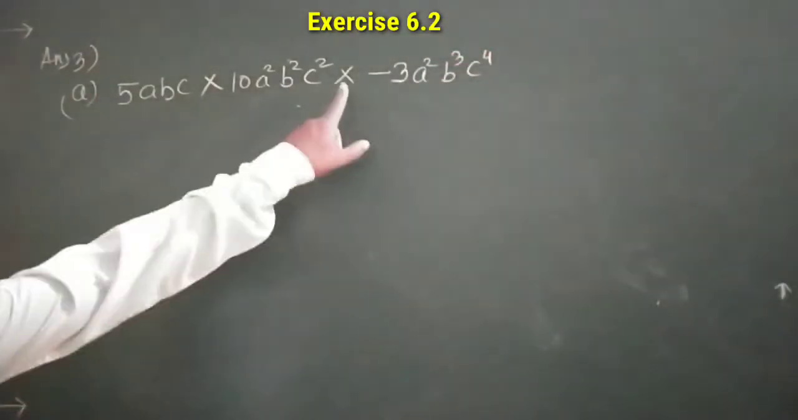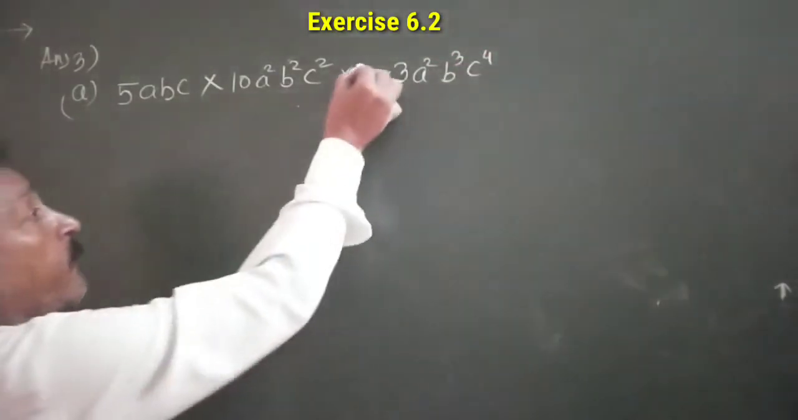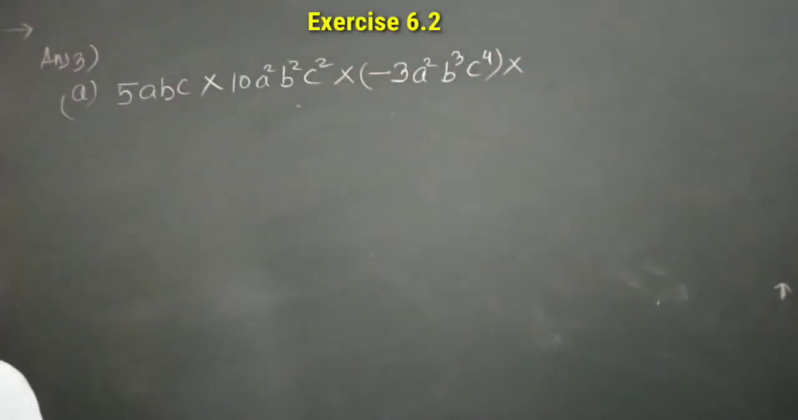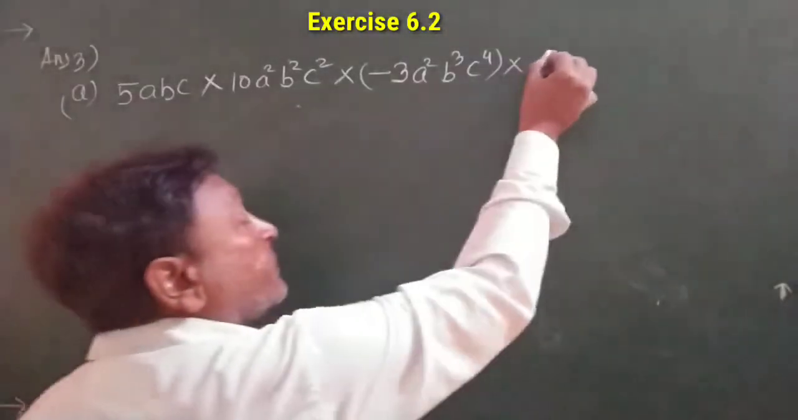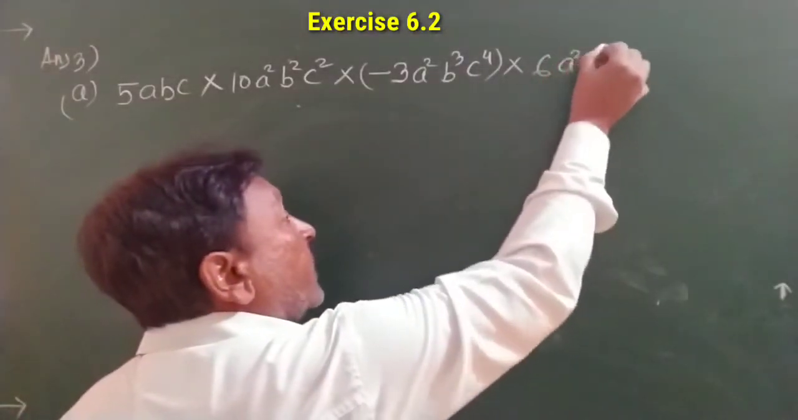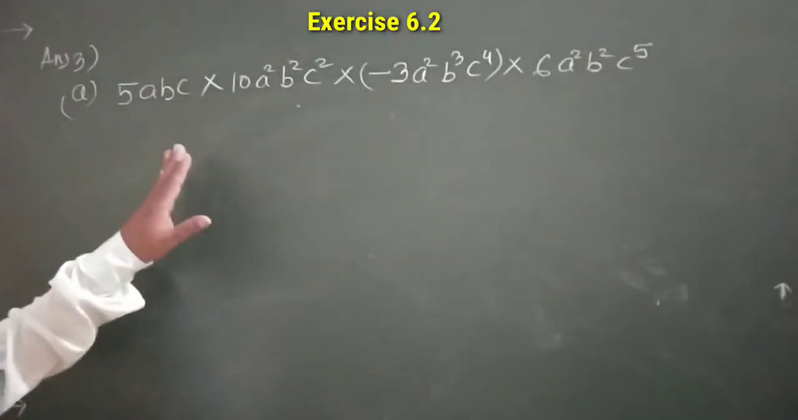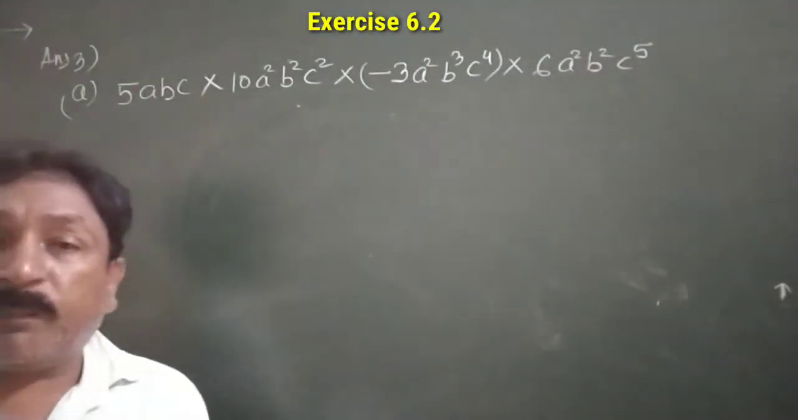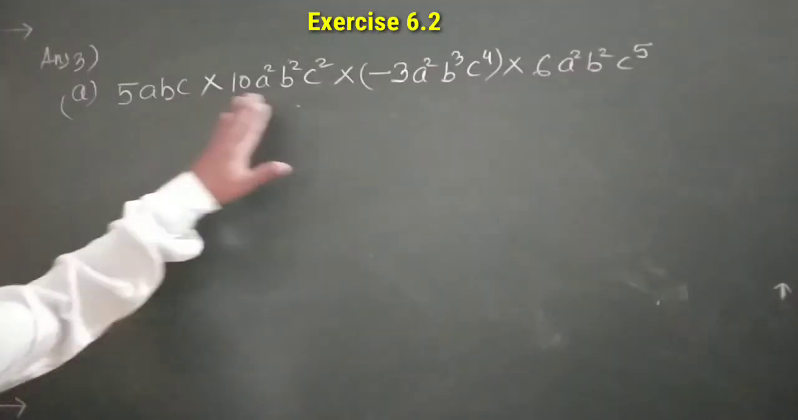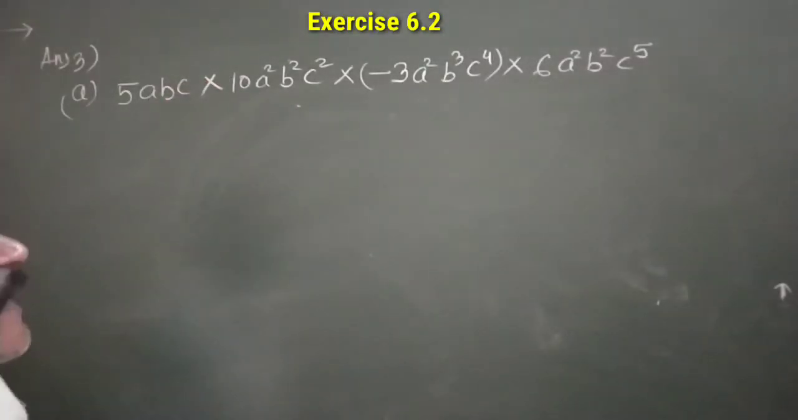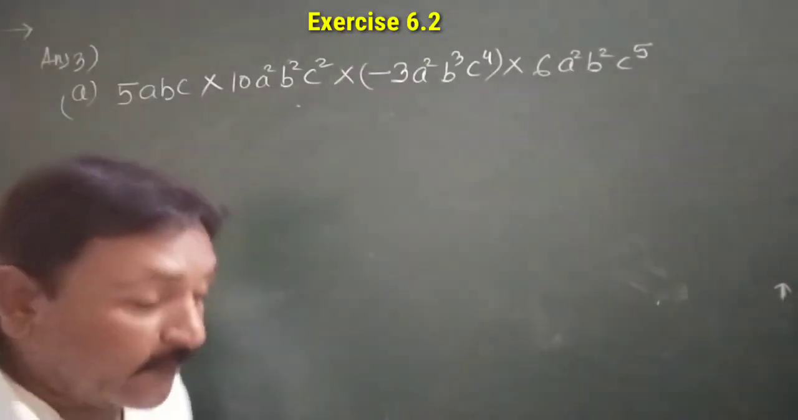See, two signs are coming together, so we have to put one bracket. Okay. Into 6a square b square c raised to the power 5. Okay. We all know that like terms get multiplied within themselves. Numbers will get multiplied with numbers and for the same alphabets, powers will be added, as we had done in the chapter exponents and powers.